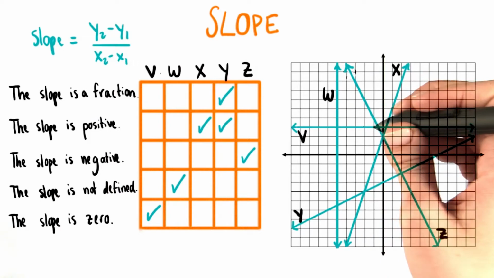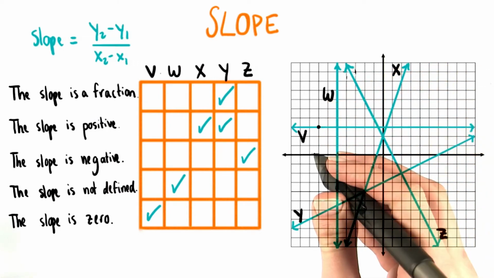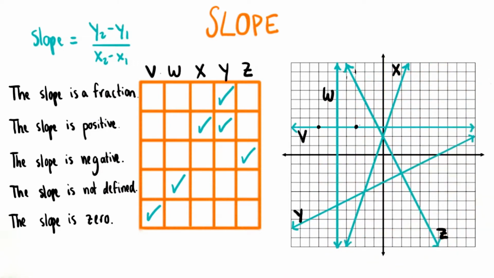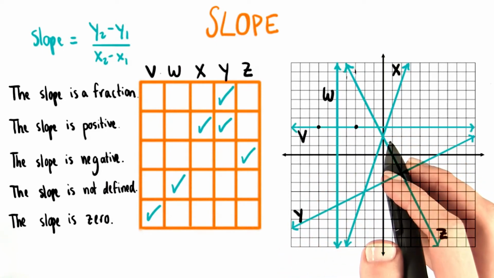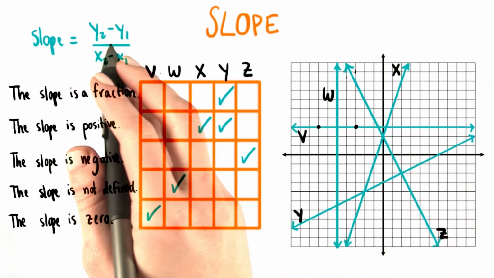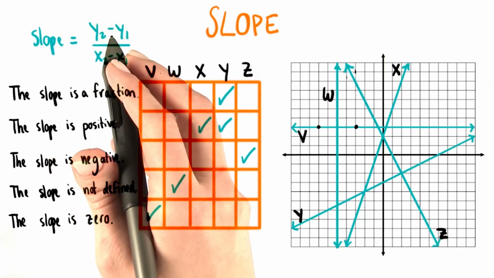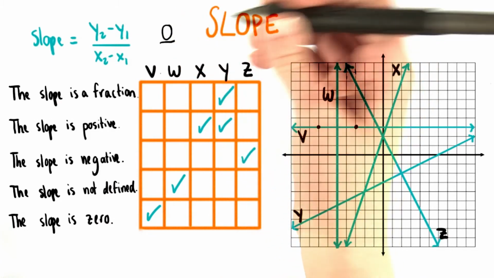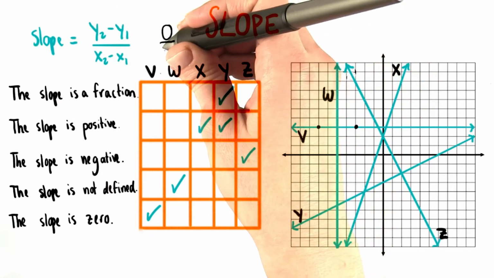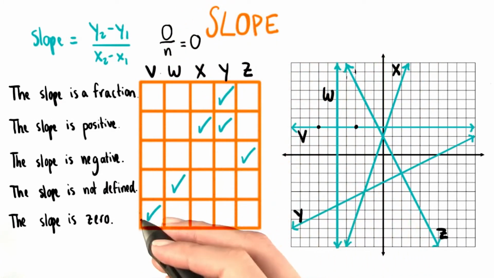If we pick any 2 points along it, let's say (-7, 3) and (-3, 3), you'll notice that they have the same y-coordinate. They have the same vertical position. That means that the numerator of our slope formula is going to be 0, since we'll just have 3 minus 3. 0 divided by any number except 0 is just 0. So the slope of v is just 0.